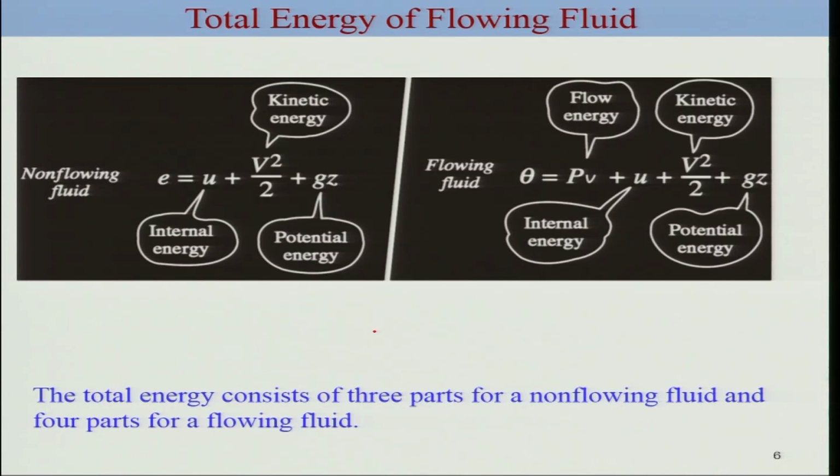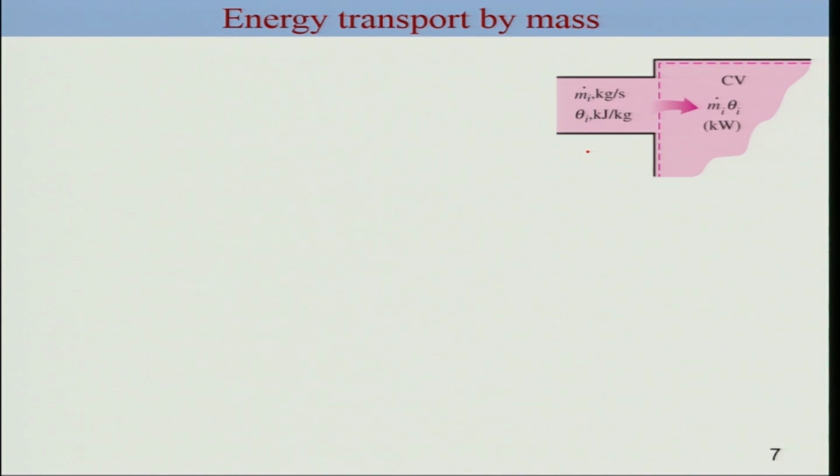Okay, so let me summarize for the two cases. One is a non-flowing fluid and the other is a flowing fluid. So for the case of a non-flowing fluid, you have three terms. Okay, these are all on a unit mass basis. So you have three terms: internal energy, kinetic energy, and potential energy. For the case of a flowing fluid, you have not only these three terms which were there for the non-flowing case, but in addition you have a flow energy. Okay, so there are four terms which are part of this particular expression for the flowing fluid. Okay, so let me describe this more for the case of energy transport.